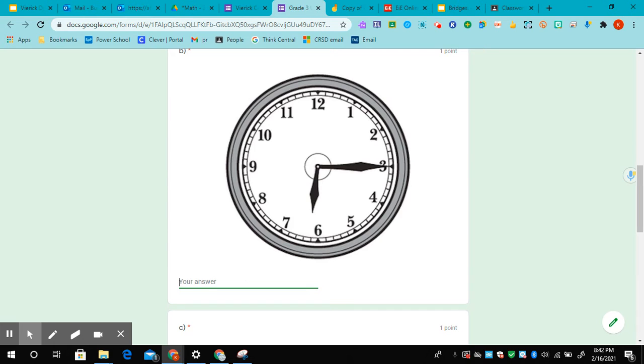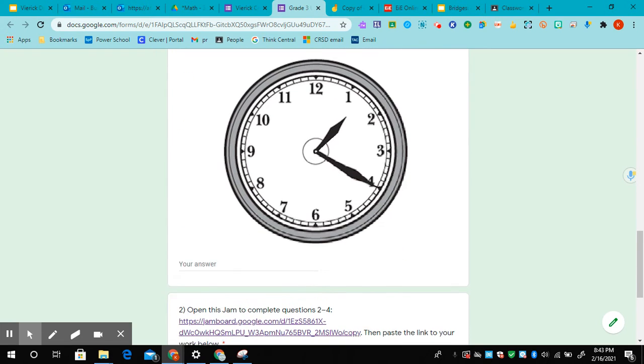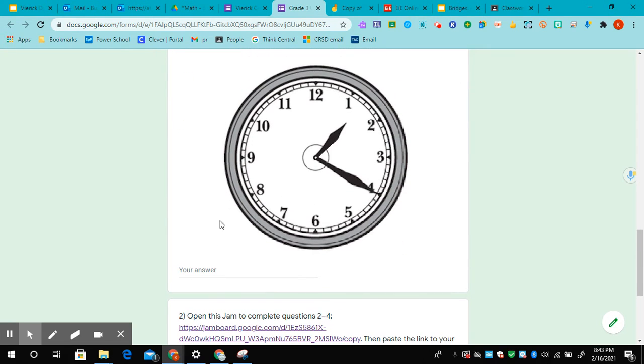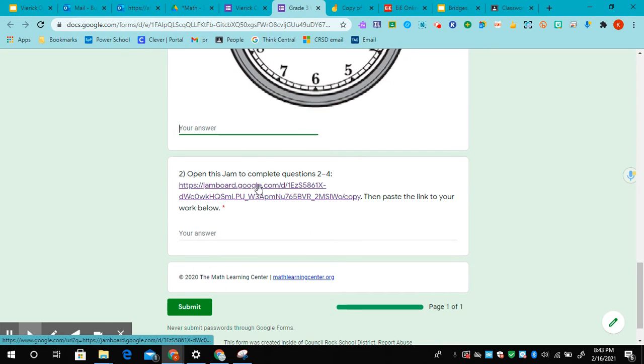So if I wanted to show the time 12:40, that's not the answer. You do 12, Shift, next to the L, gives you the colon, 40. If you get confused with that, that's okay. We'll still know what you mean if you just type in the numbers. You're going to do the same thing for C as well. Type in the time. The next part, you have a couple questions on this Jamboard.